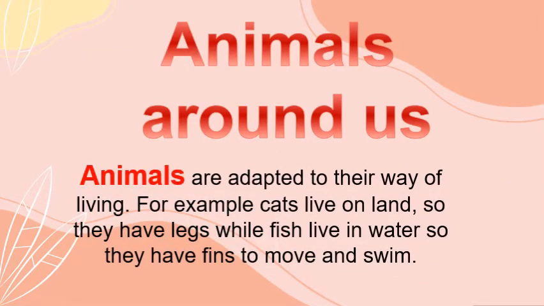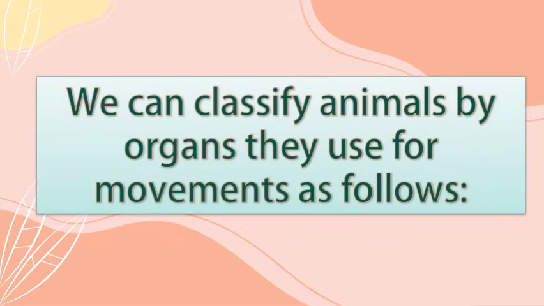Animals around us. Animals are adapted to their way of living. For example, cats live on land, so they have legs, while fish live in water, so they have fins to move and swim. We can classify animals by organs they use for movements as follows. Different types of animals use different body parts to move. Each body part used in movement has different movement characteristics.